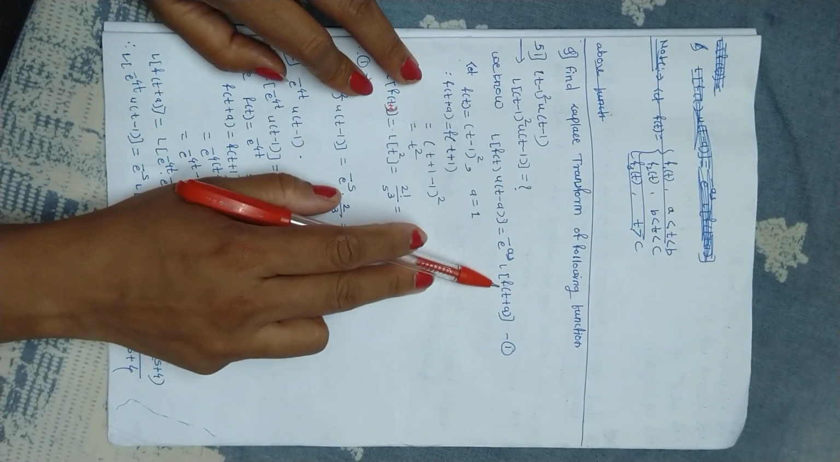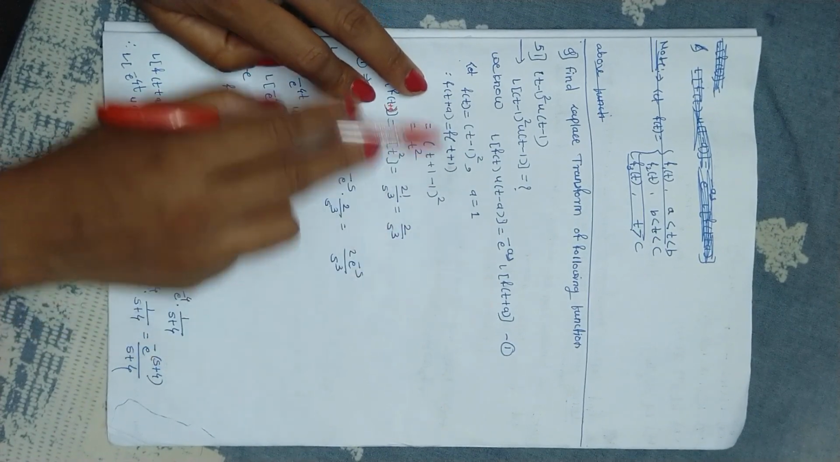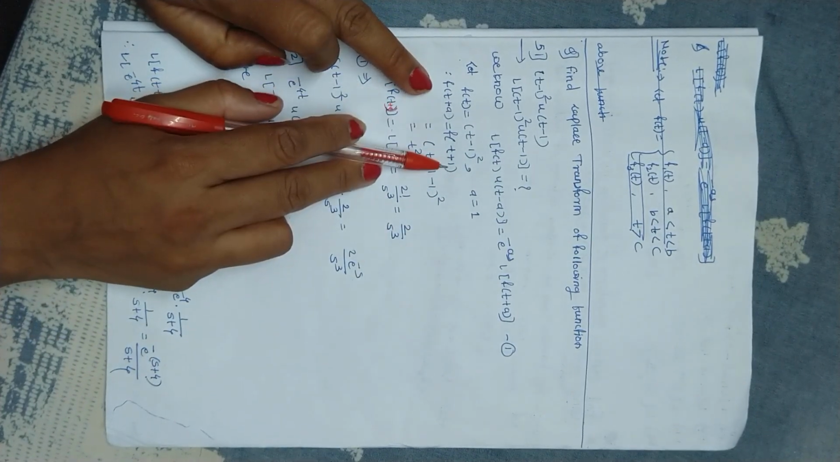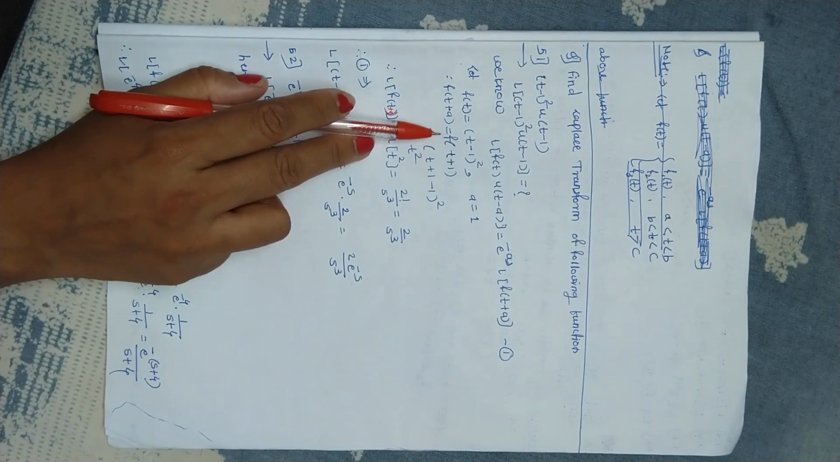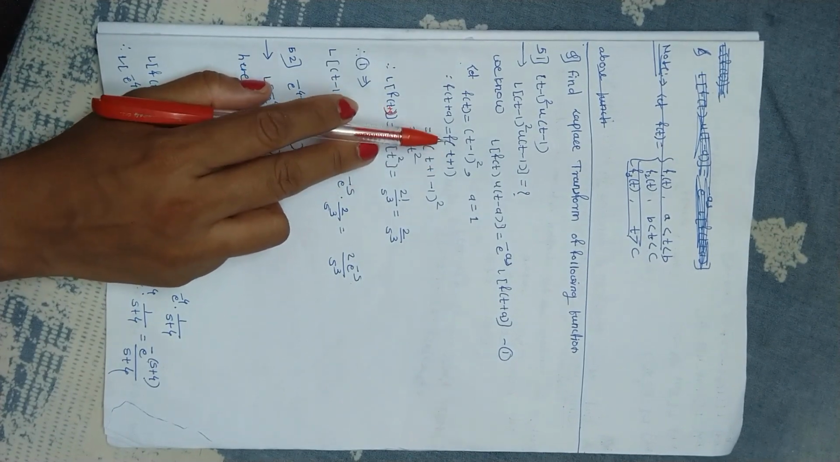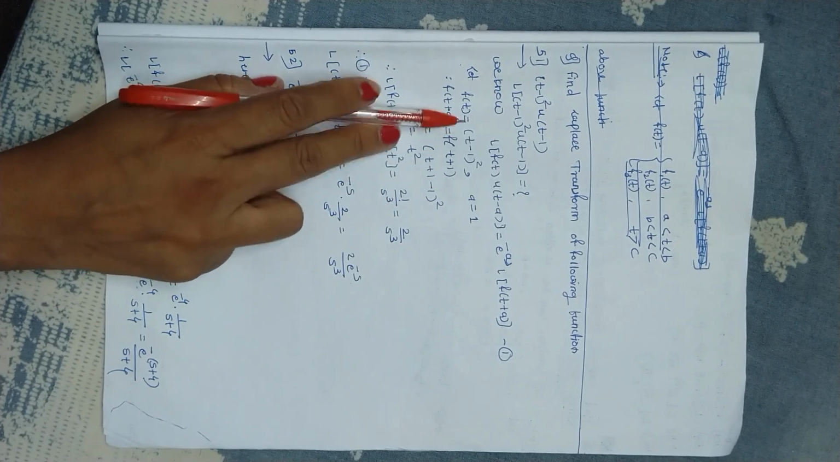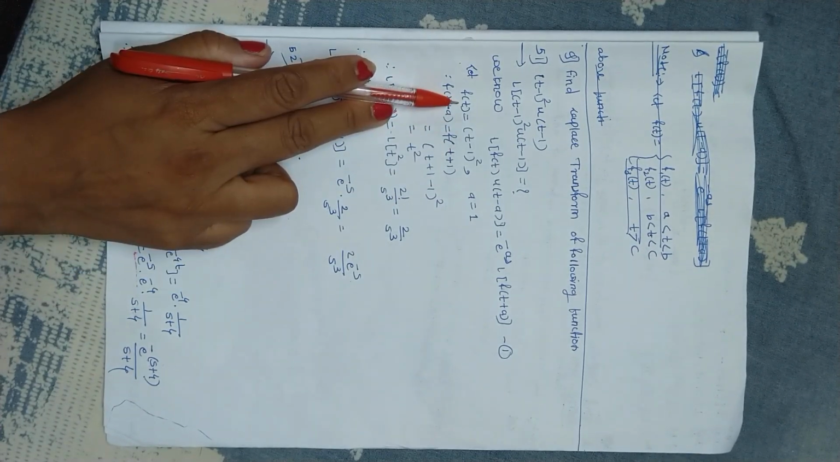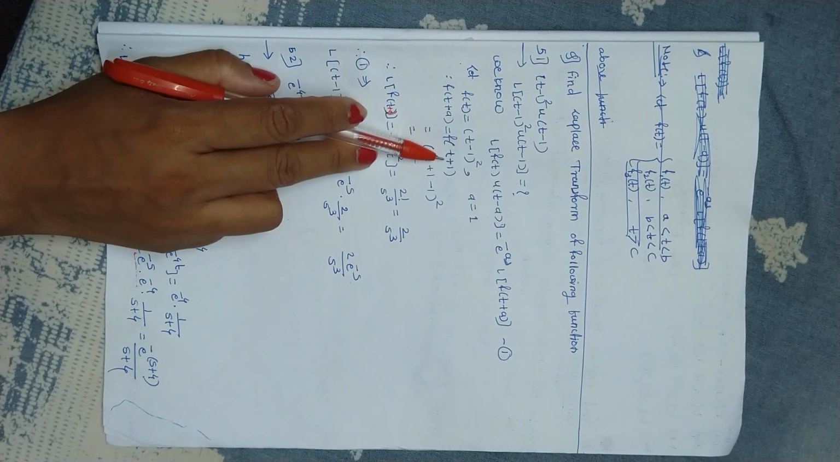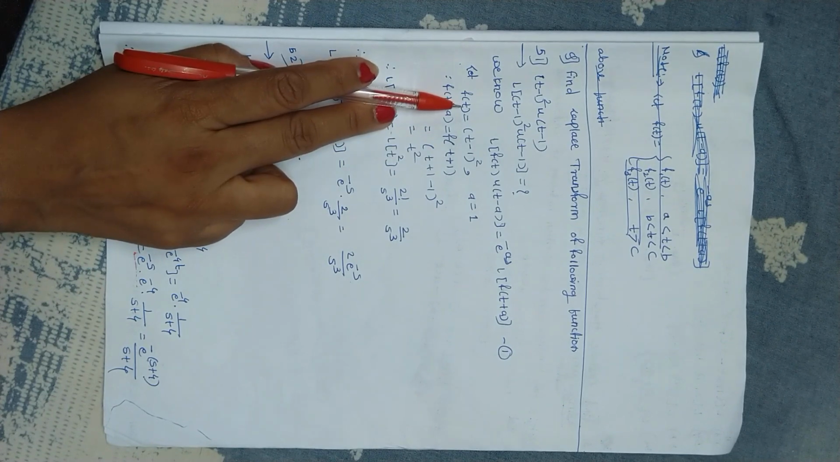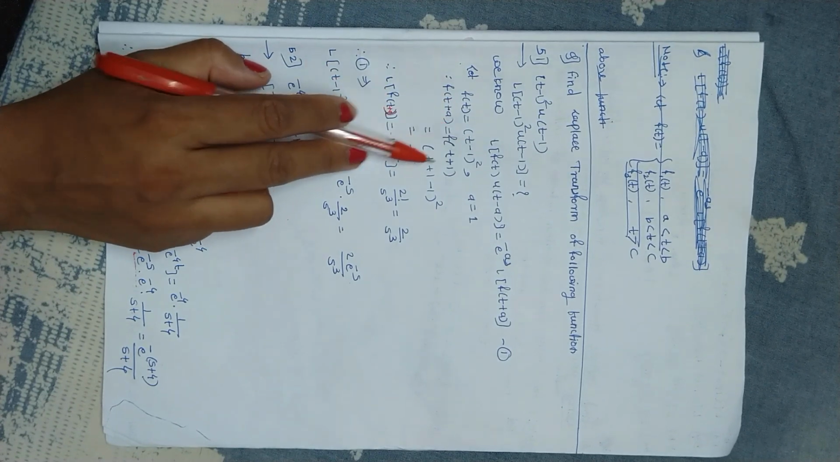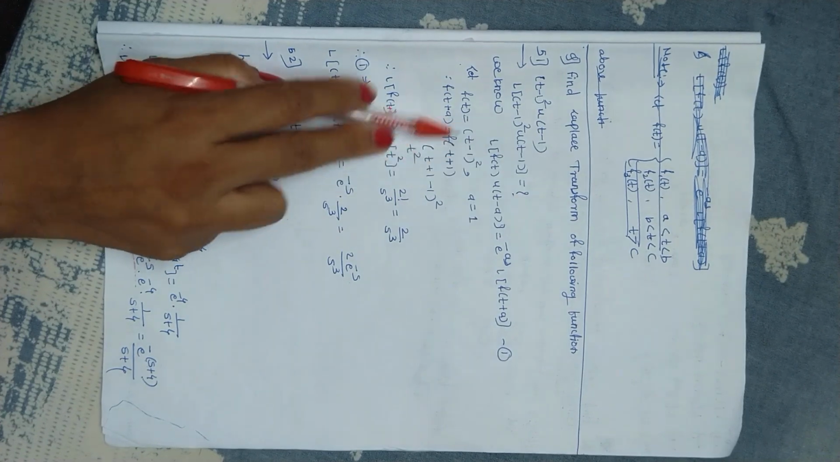That's why, first we have to find out f of t plus a. What is f of t plus a? The value of a is 1, so f of t plus 1. What is f of t plus 1? Just replace t by t plus 1 here, where we already have f of t. Therefore it becomes t plus 1 and the rest of the terms as they are.